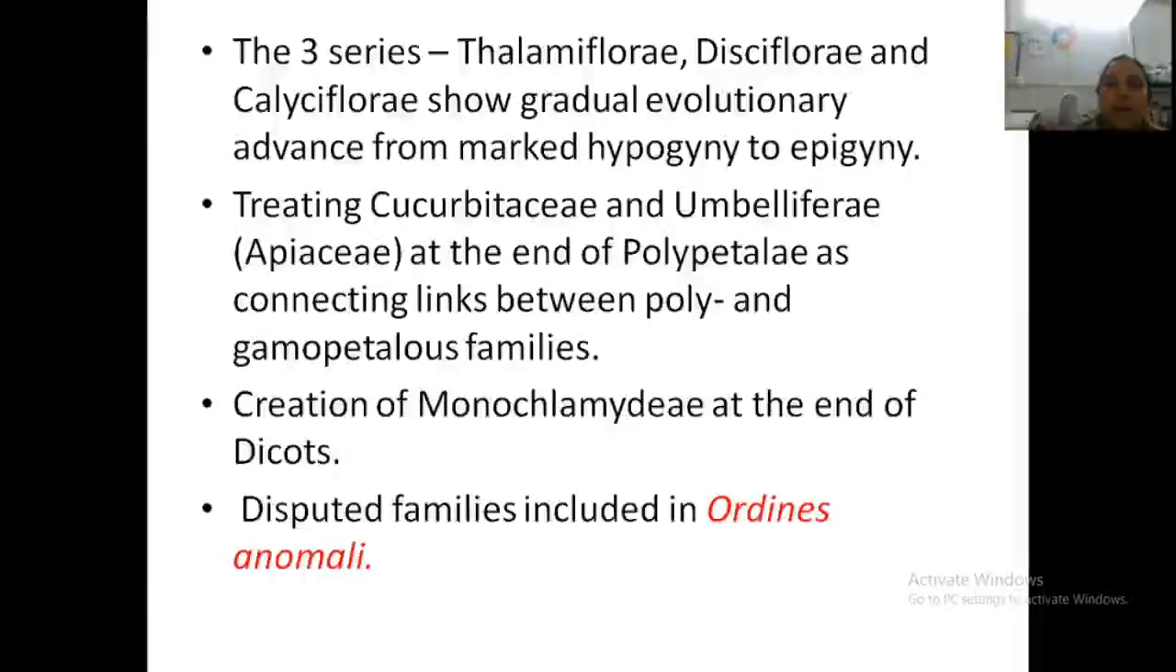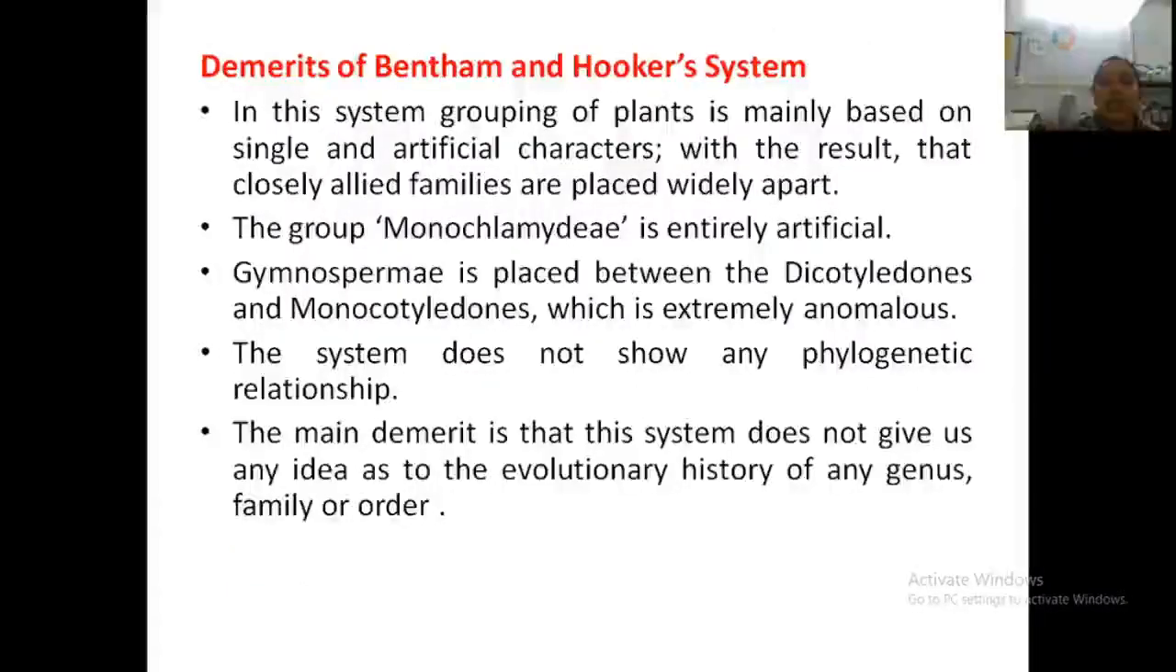Now, Monochlamydeae at the end of dicots. That's also a very important advantage. Then disputed families are included in Ordines Anomali. I already told that there are some families we cannot include in other groups. There are some exceptional cases also. So such families are all grouped under Ordines Anomali. Clear? Now, what are the demerits?